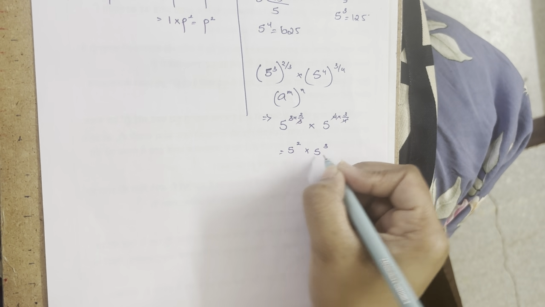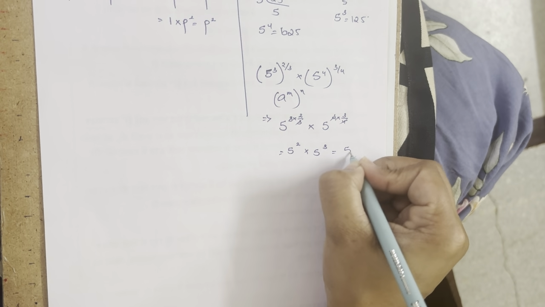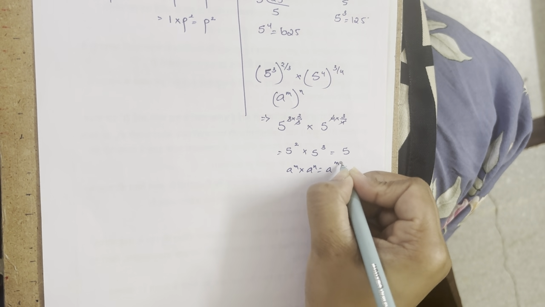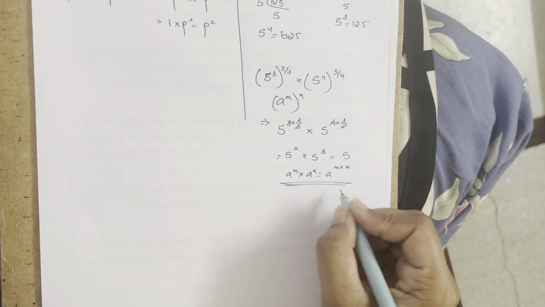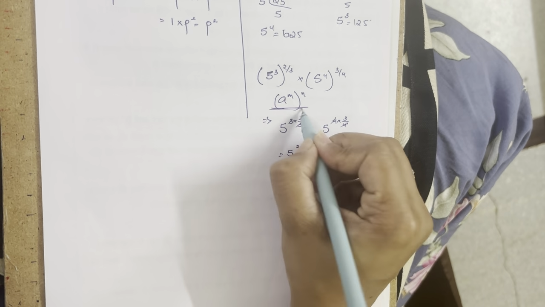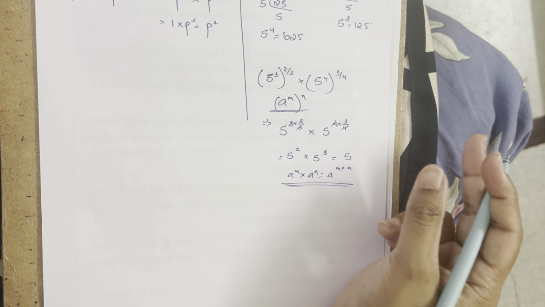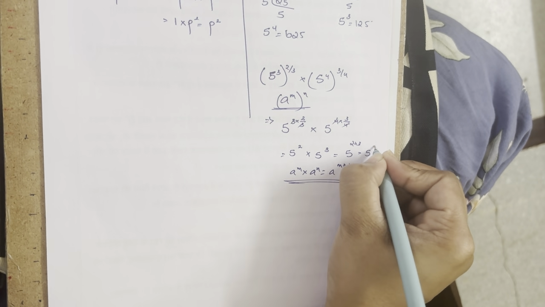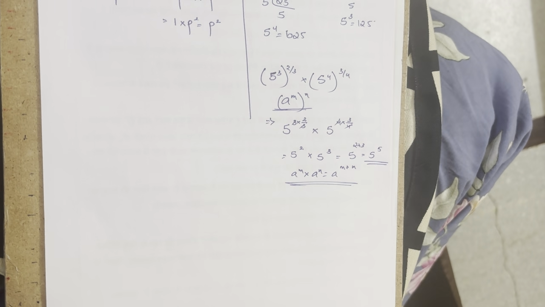Now the bases are the same again, so add the powers. a to the power m into a to the power n is equal to a to the power m plus n. Write down these things so you score a mark. This will fetch you half a mark easily. If you know the formula correctly, write it down. So here 2 plus 3 is equal to 5 to the power 5 is what you get. Just leave your answer like this.